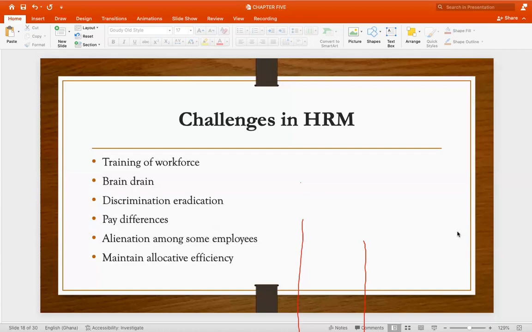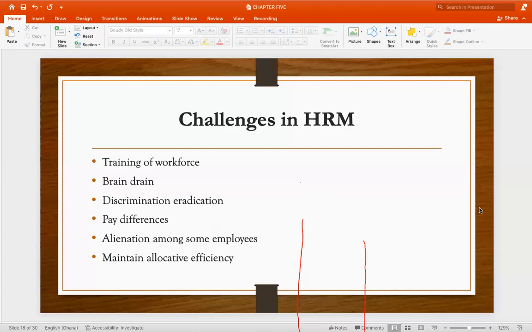Pay differences, also delving into that same discrimination. You see this person doing a kind of job, another person doing the same or similar kind of job, but the pay difference is so much, a disparity in your pay system. So it brings discontent and people are not satisfied. Alienation among some employees, seeing some as the creme de la creme and some as not so important.